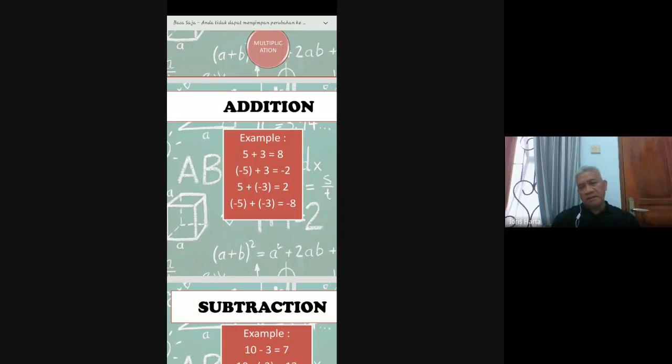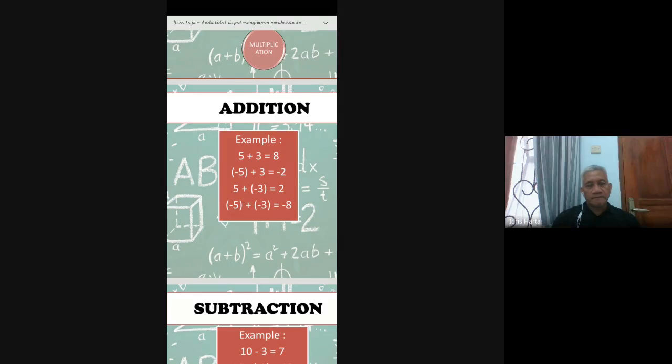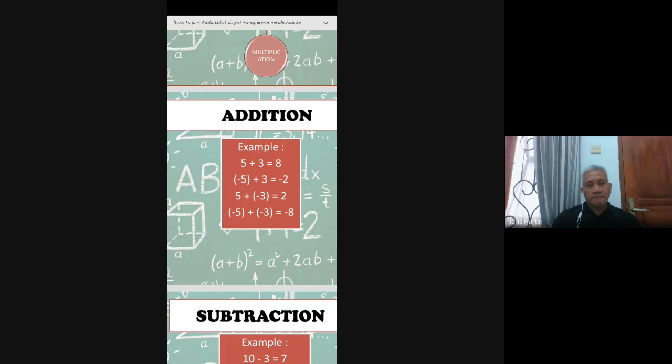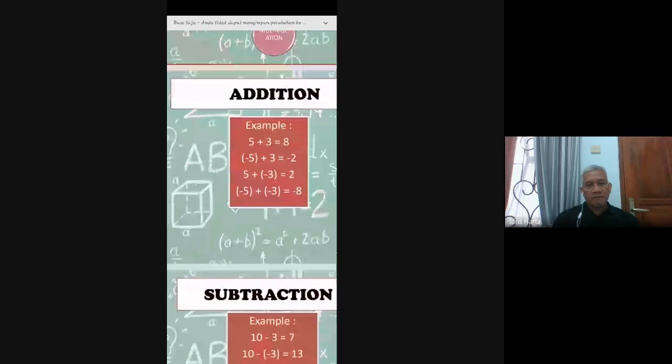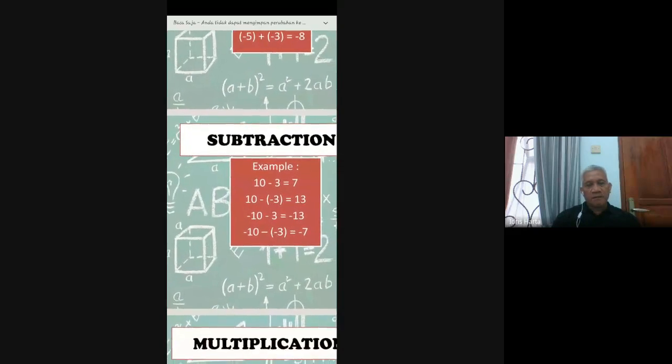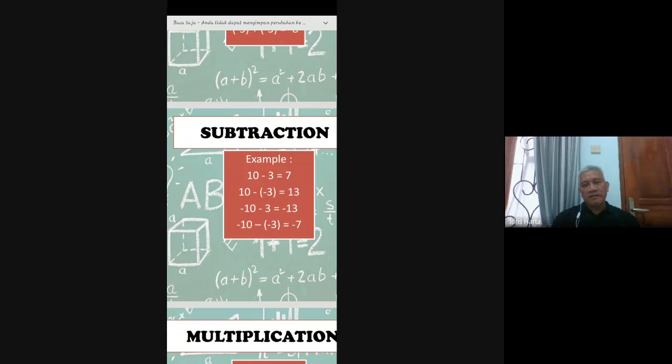Negative 5 plus 3 equals negative 2. 5 plus negative 3 equals 2, and negative 5 plus negative 3 equals negative 8. The second, subtraction.